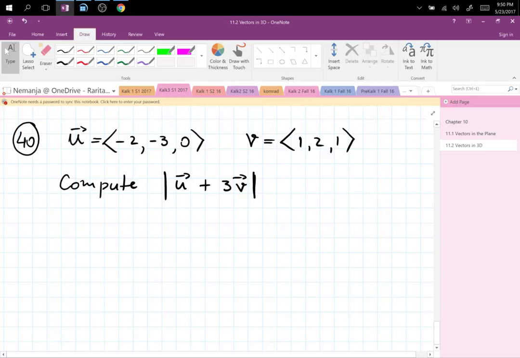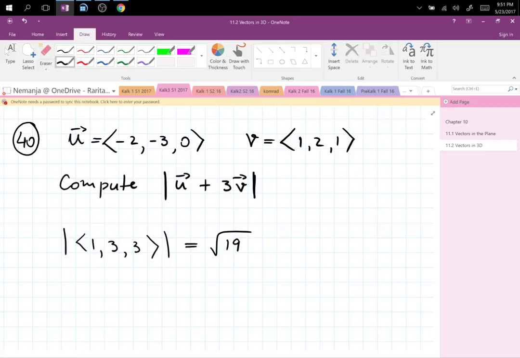All right, so I guess you're done. We have u plus 3v, so that's going to be 1, and then that's 3, and then 3. Is that true? So would that be square root of 19? Good enough? Move along? All right.